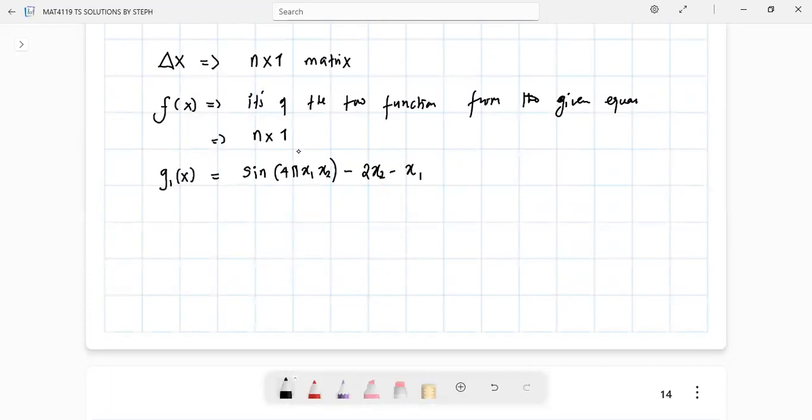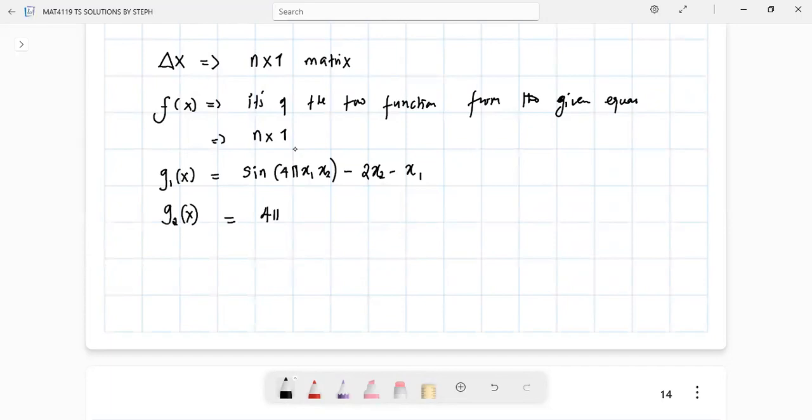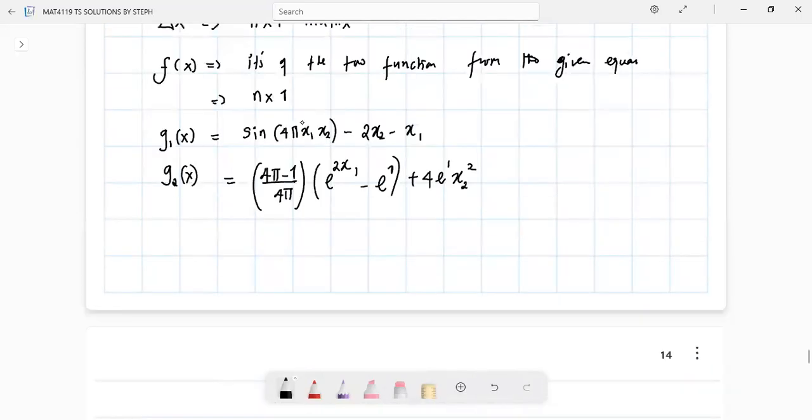And then we have my g2 of x equal to (4 pi minus 1) over 4 pi, times e to the power 2 x1 minus e to the power 1, plus 4 e to the power 1 x2 squared, and then finally minus 2 e to the power 1 x1.